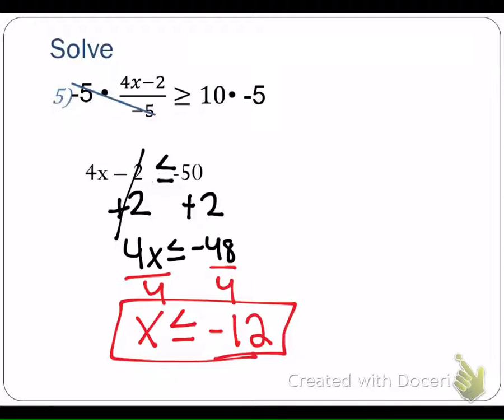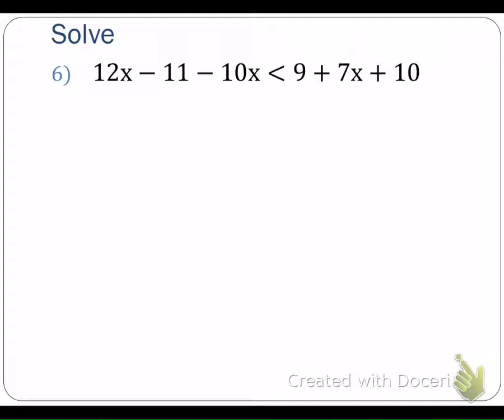Graph on the number line like we did yesterday on that homework that you didn't do. Okay. All right, let's see if this one comes up good to go. What should I do first? Combine like terms. 12x minus 10x is what? 2x. We still have the minus 11. Still have the less than. What do I end up with on the right side? 19. Yeah. Does that look right?